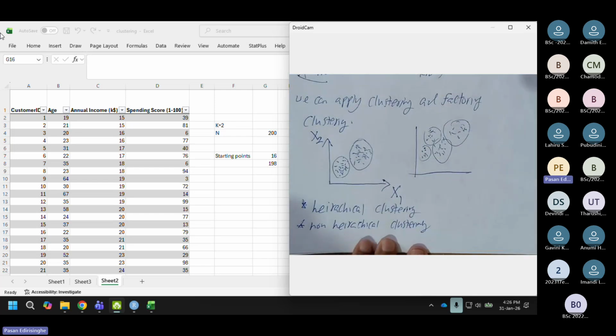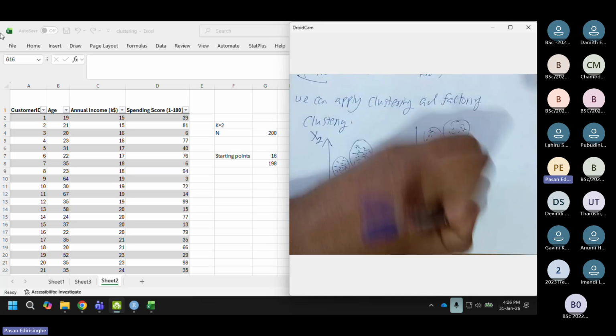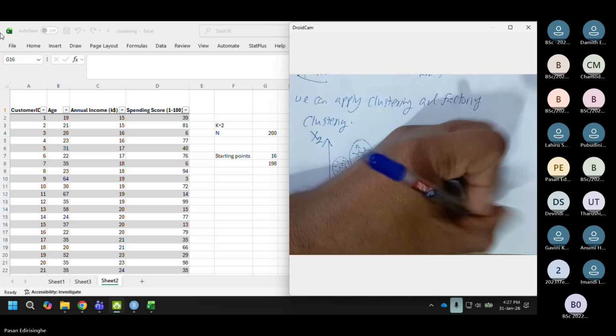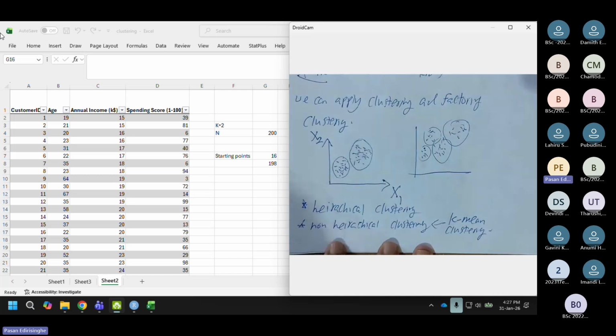So we can identify the two methods like that. In terms of hierarchical clustering, you can see we can use R software and do it, right? And in non-hierarchical clustering, we can try it here. That's called k-means clustering. Now, using Excel, I can show you the k-means clustering.